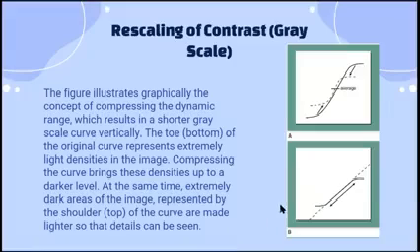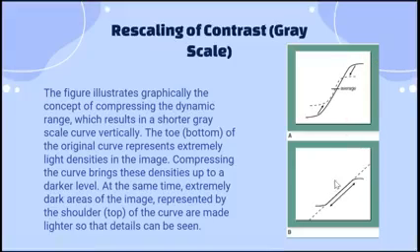So we have another one here. Or, sorry, not a histogram, it's the characteristic curve, the H and D curve, the gradient curve. The figure illustrates graphically the concept of compressing the dynamic range, which results in a shorter grayscale curve vertically, from A to B. This contrast is a long scale contrast; as you can see, the curve is long, and the latitude is also wide.